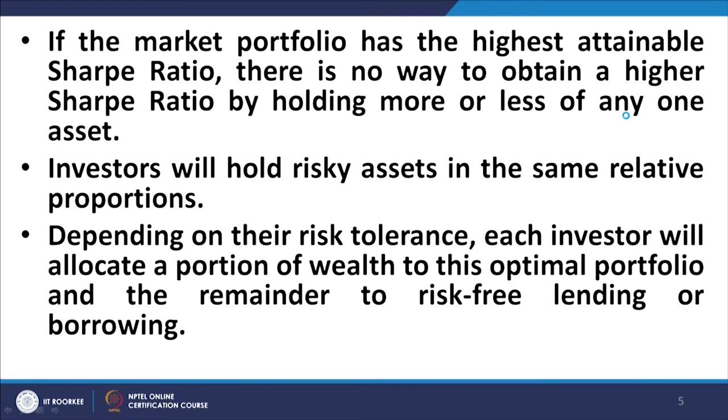Now, how does it actually operate? You will contend, how can it be that every investor has the same portfolio? If they do not have the same portfolio, they have the same proportion of risky assets in the risky component of their portfolio. Their actual portfolio will comprise two parts, the risk free asset and the risky portfolio. The proportion of risky assets in the risky portfolio will be the same for each investor. That is the important part. The proportion of risky securities in the risky portfolio will be the same across all the investors, but they do not hold the risky portfolio alone.